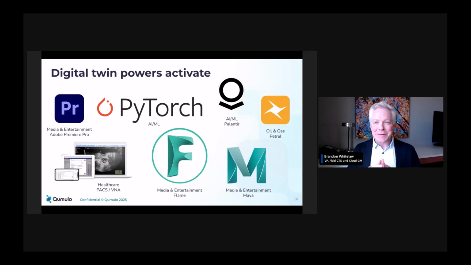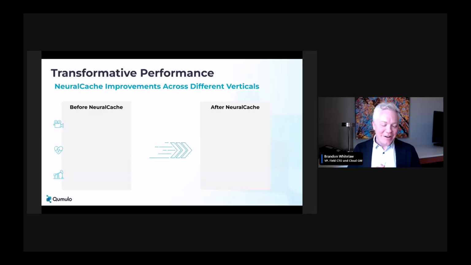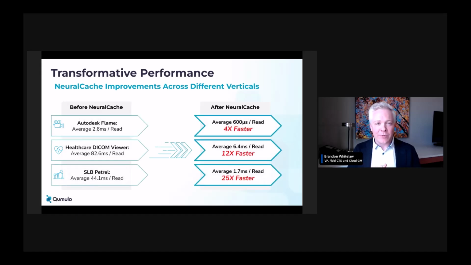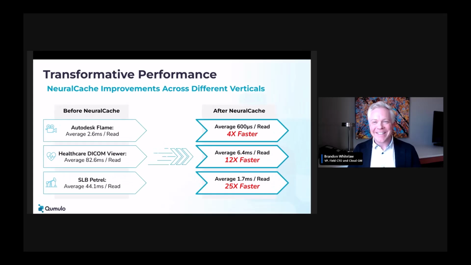In particular, like I talked about, Flame is one where I did not think that was ever going to work on Qumulo, or any file system, because of the difference. But we had some pretty astounding results after creating a digital twin and training the model. So before NeuralCache, we were getting about 2.6 milliseconds on Flame, which doesn't sound like a lot, but ask an artist if they'll tolerate that. Absolutely not. And so in contrast, now what we see is sub-millisecond read performance, a 4 times faster improvement, really making it a completely night and day difference to an end user artist experience.